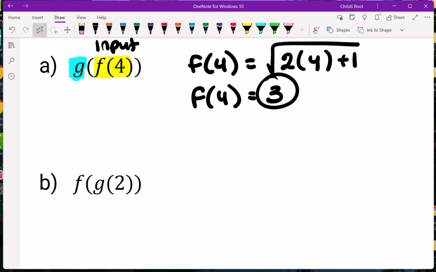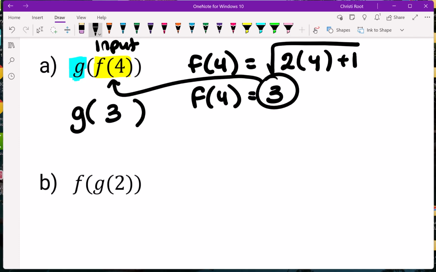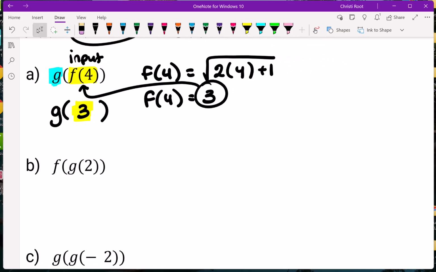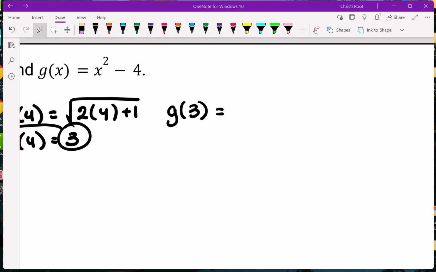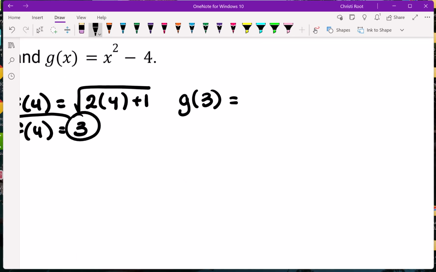So guess what I'm going to do with that 3 right there? Yes, I'm going to actually take that and I'm going to replace f of 4. So now I just have g of 3 left. So that f of 4 is now replaced with the 3. So I'm on to step 2. I need to take g of 3, and I've got to figure out what that is. Okay, make sure that you're using the correct function. So instead of me writing x squared minus 4, I'm going to put parentheses squared minus 4 because I'm substituting.